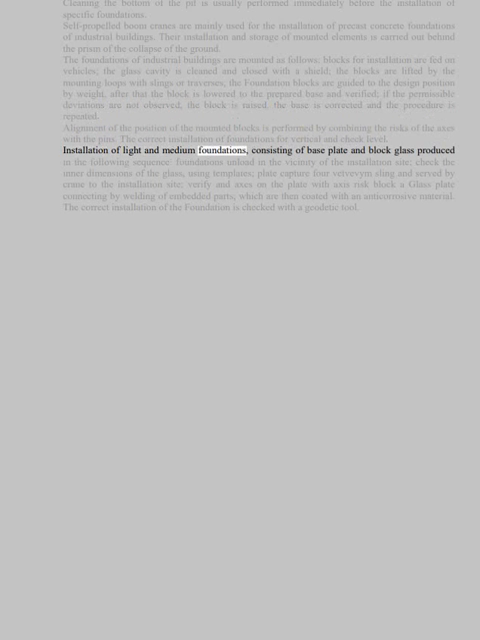Installation of light and medium foundations, consisting of base plate and block glass, is produced in the following sequence. Foundations are unloaded in the vicinity of the installation site. Check the inner dimensions of the glass using templates, the plate is captured with a sling and served by crane to the installation site. Verify an axis on the plate with axis risk, block glass plate connecting by welding of embedded parts, which are then coated with an anti-corrosive material. The correct installation of the foundation is checked with a geodetic tool.